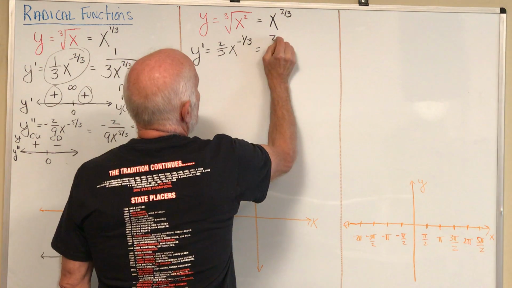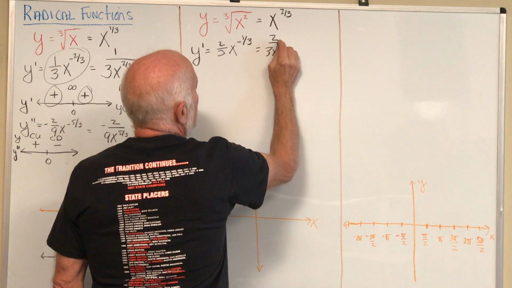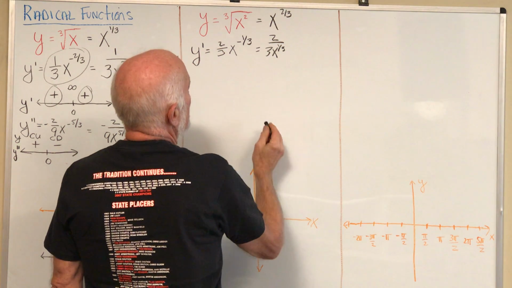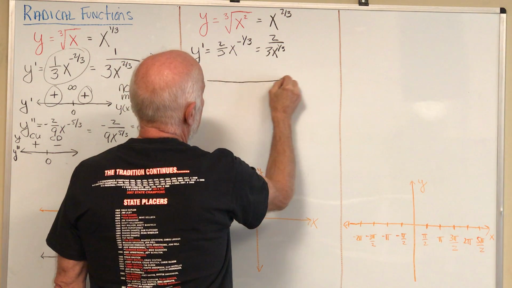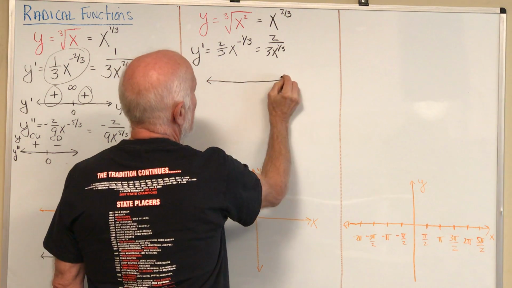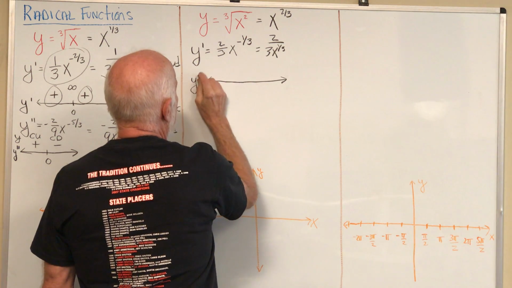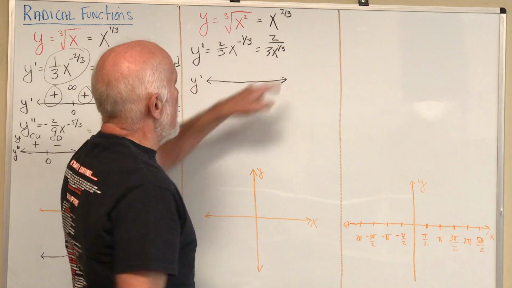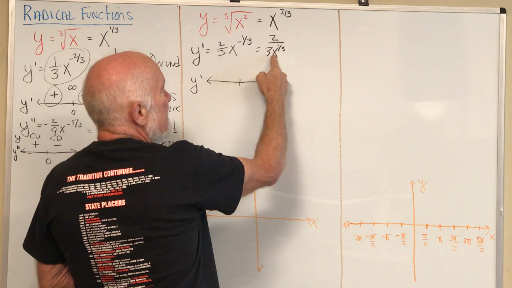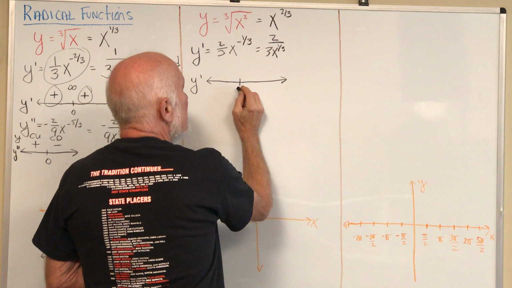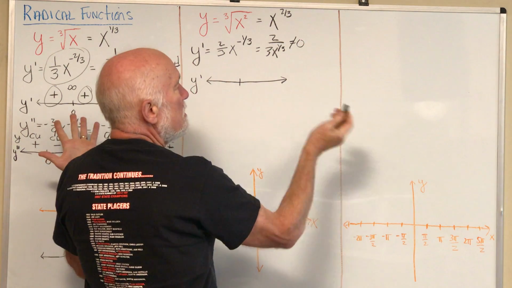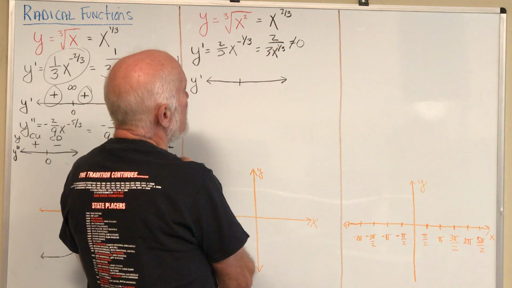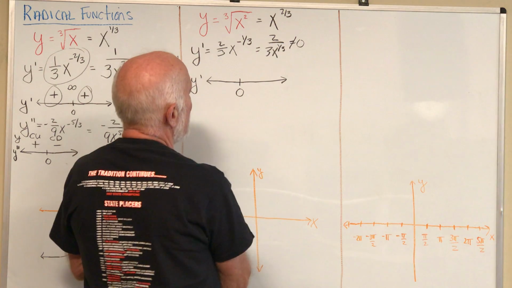Or 2/3 over x to the 1/3. We're at that same old spot again. This happens often in radical functions, where the only critical point is when the denominator is equal to 0. There's no place where this equals 0, but it is undefined at x equals 0. So that is a critical value.